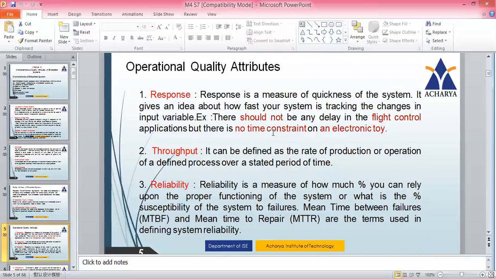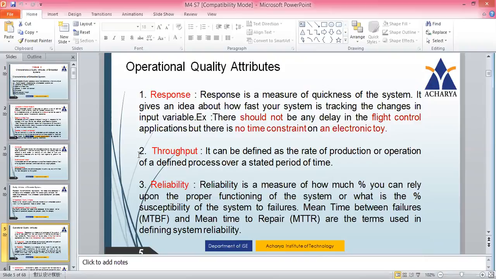But there is no time constraint on an electronic toy. You can think an electronic toy is also a small embedded system, but here there is no time constraint. But the embedded systems used in flights have a time constraint, so the response time is more important. In this way, depending upon the type of application, the quality attributes also vary. Response is one attribute, but it again depends on whether it is a critical system or a non-critical system. Based on that, we take that as a major parameter.